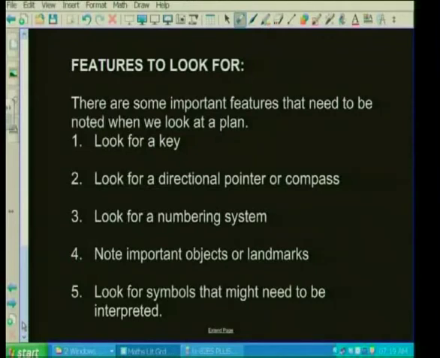There are some important features that need to be noted when we look at a plan. And the first one is look out for a key. Now, a key is usually situated in the top left or the bottom right or somewhere on the plan, usually in the corners out of the way.